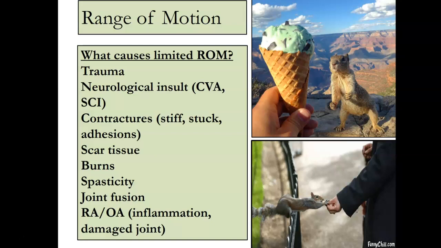Joint fusion. Sometimes they purposely fuse a joint to decrease pain, that sort of thing. Very commonly in the back, they fuse cervical vertebrae. Obviously, that's going to limit your range of motion.